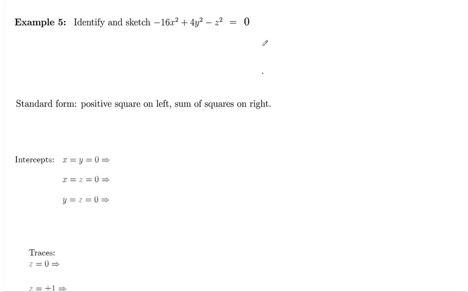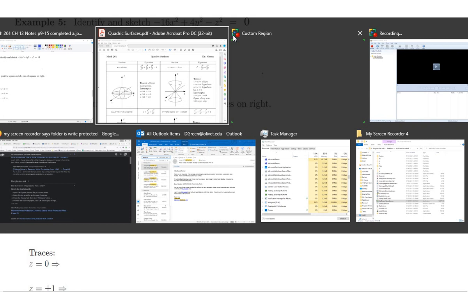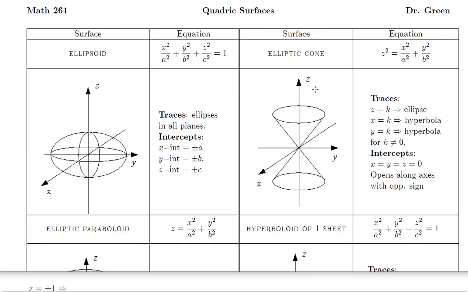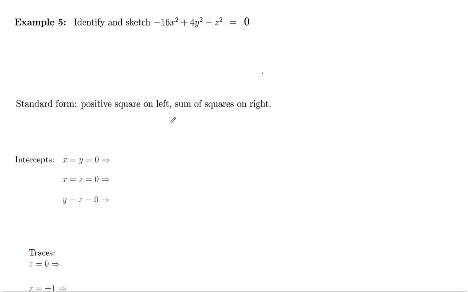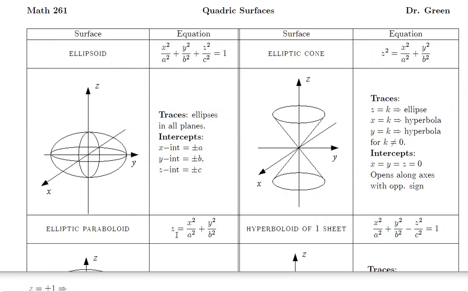So I'm going to change this example up a little bit and put a 0 on the right hand side instead of a 1. So then if we look at our quadratic surfaces sheet, we have a couple possibilities here. We've got, well, all of these exponents are squared here. So anything that's got a 1 on the right hand side here is going to be out. Here we've got z to the first power, that's going to be out.